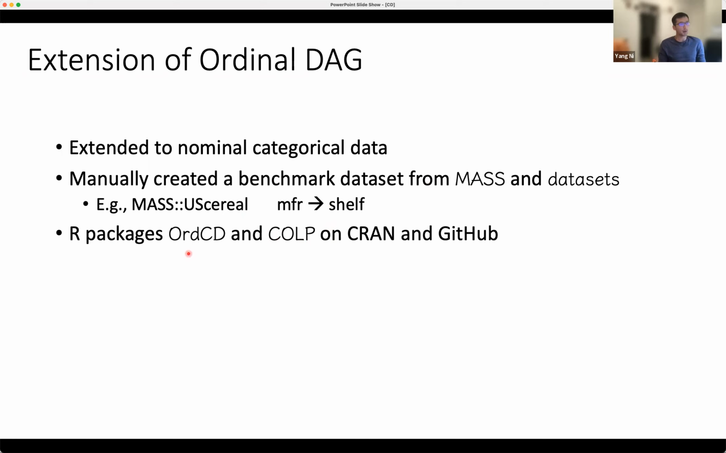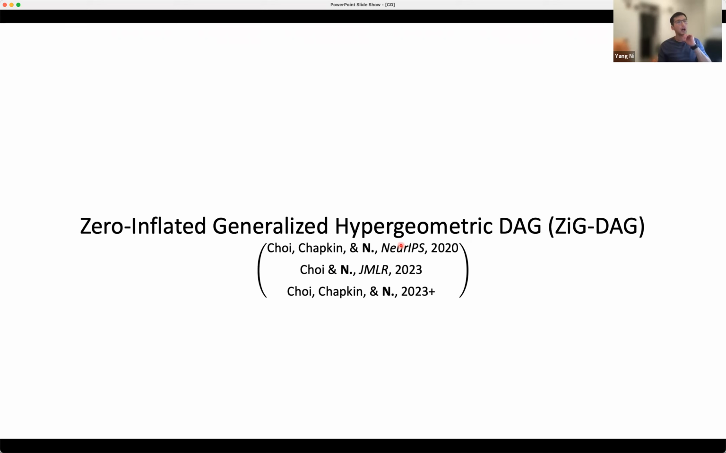And we made two R packages implementing these two methods: the ordinal categorical causal discovery algorithm, as well as the nominal categorical data causal discovery algorithm. They are both available on CRAN and GitHub, so if you're interested, feel free to check them out. Okay, so I think I will skip this part just because of time.